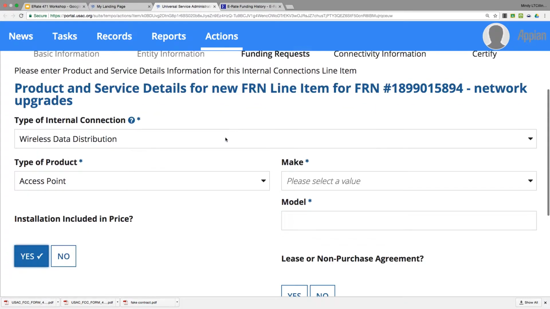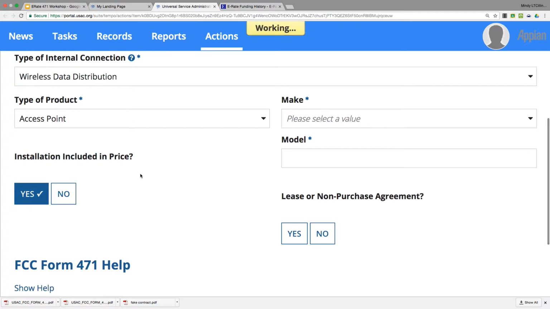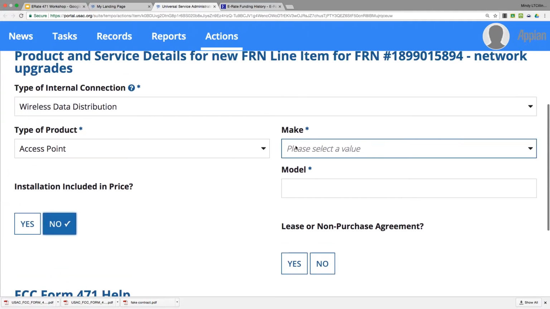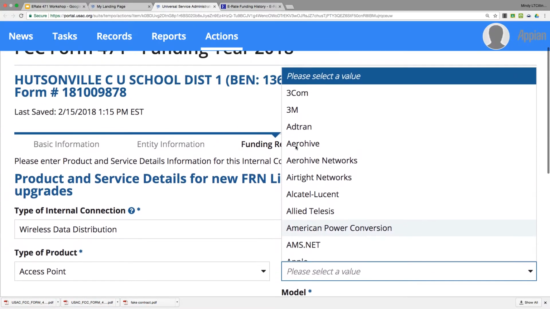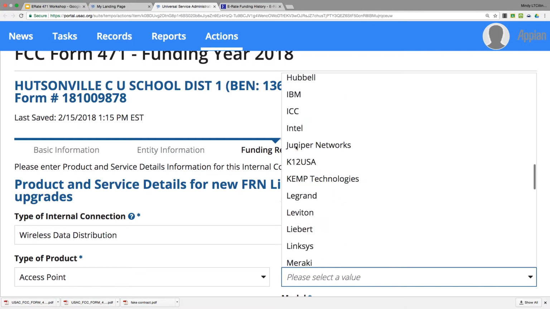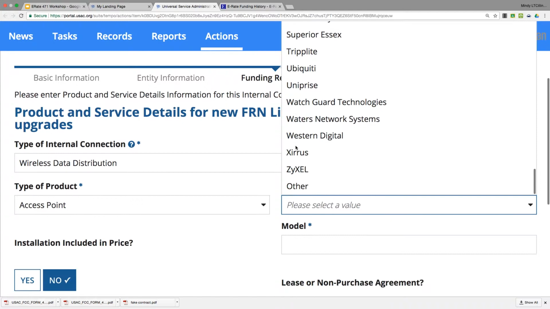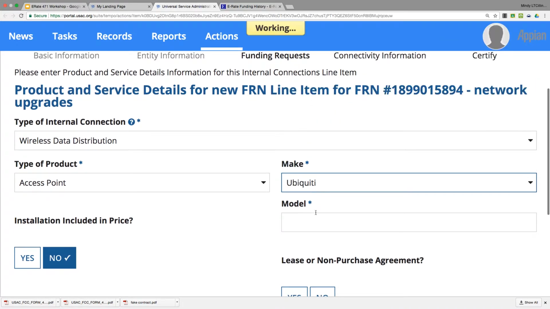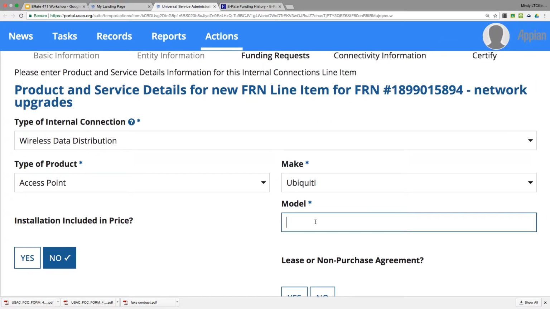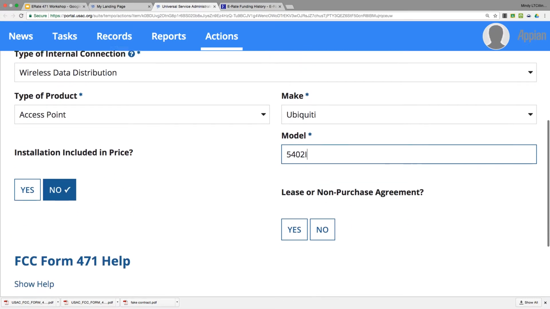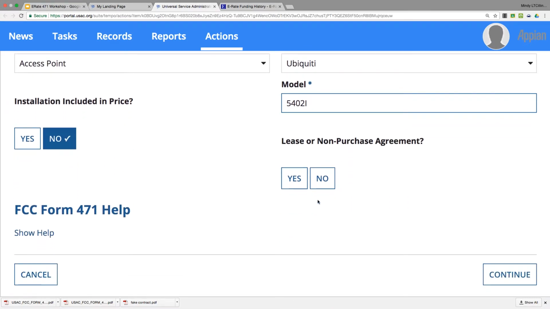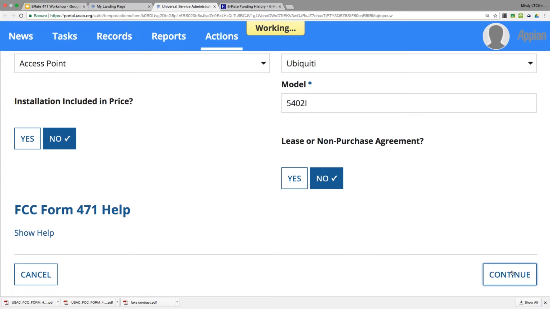Wait, who was my provider? I think it was CDWG. I'm going to say no because they're not going to come down and do it. And then I would pick the brand name. So in their case, they use Ubiquiti, and it is 5402I or something. I don't know. There was a letter in it. Under lease or non-purchase agreement, it is not a lease. I'm buying it outright. So the answer is no. And then I'm going to say continue.